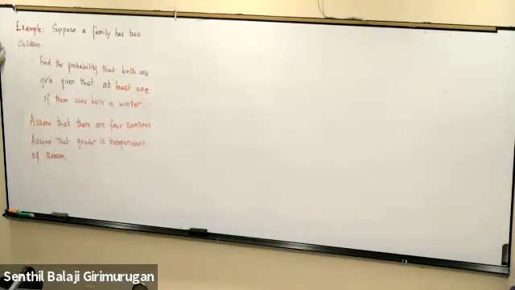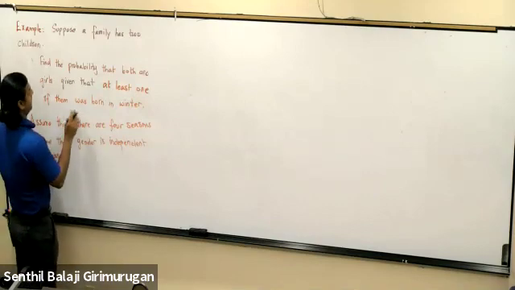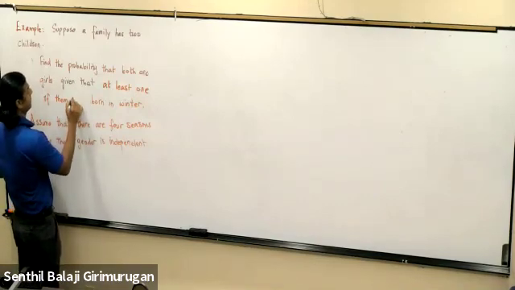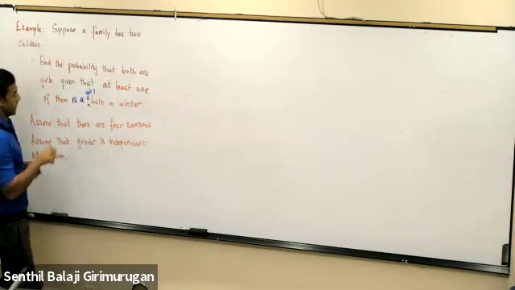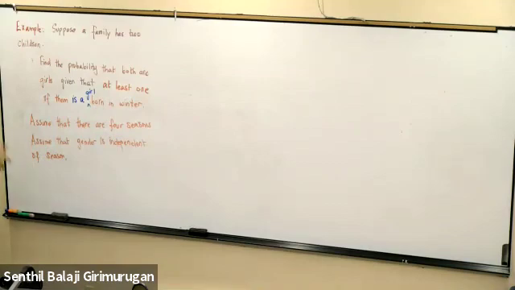Okay, same problem. So 2 children, we want to find the probability that both are girls, given that at least one of them was born in winter. We're assuming that there are 4 seasons, and we assume that gender is independent of the season. At least one of them is a girl born in winter. That will ruin everything. Born in winter is a girl, it has to be a girl.